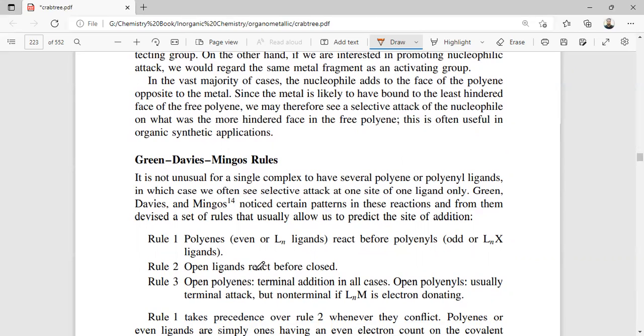It is not unusual for a single complex to have several polyene or polyenyl ligands, and in each case we often see a selective attack at one site of the ligand only. Davies and Mingos noticed certain patterns in these reactions, giving a set of rules that allow us to predict the site of addition. These rules tell us which ligand to attack, and where, on the polyenes or polyenyls.